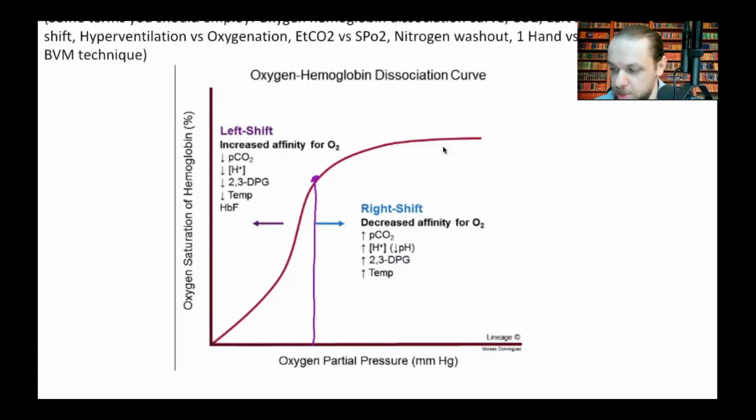And the other factor being, if you squeeze too aggressively, you'll basically left shift this curve. And that's what I don't want to happen. So what you want to remember, what causes right shift?